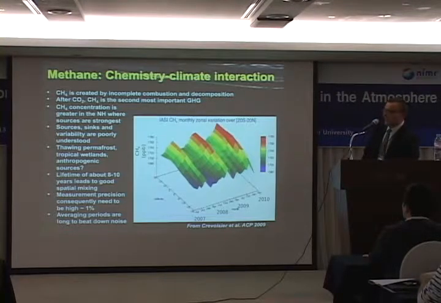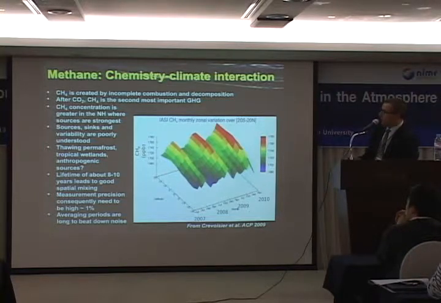So another gas that we're very interested in is methane. This one's very important because it's involved in chemistry-climate interactions. It's a major pollutant of the atmosphere. It's also a precursor of tropospheric ozone, but it's also intimately involved as a greenhouse gas. It's the most important greenhouse gas after carbon dioxide, and in fact it has a greater global warming potential than carbon dioxide does.